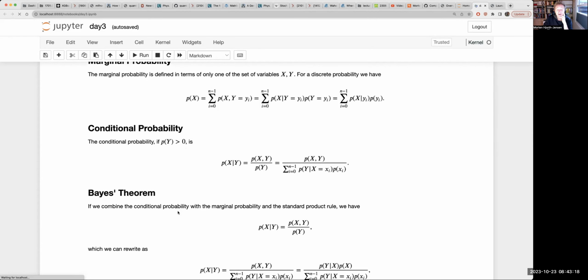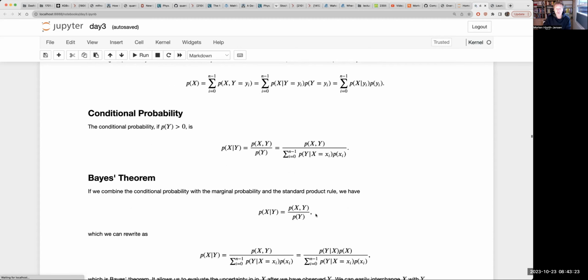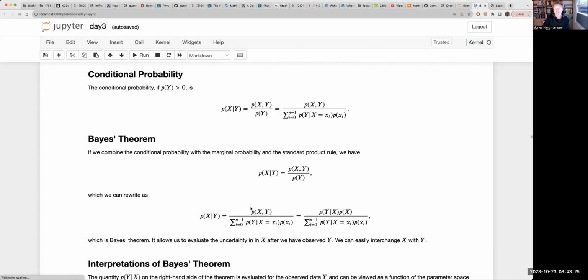And if we combine the conditional probability with the marginal probability and the product rule, we obtain Bayes' theorem, which is now given in terms of the likelihood of Y given X, times the probability of X, divided by a marginal probability, which acts as a normalization constant.